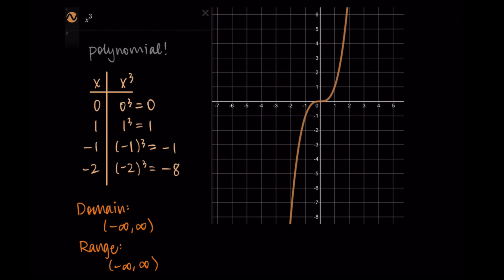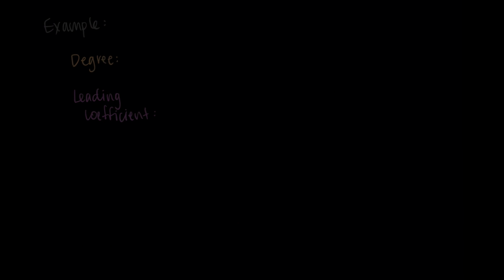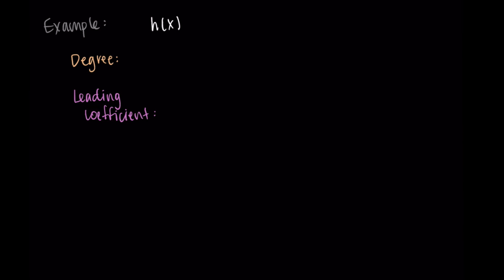Okay, let's look at one more example. So here, let's suppose we have h of x equals -1/5 x to the 4th minus 7/5 x cubed plus x squared plus 15x. So this is a polynomial.